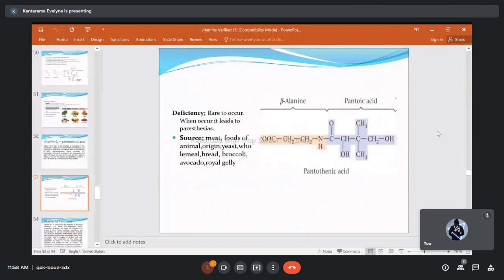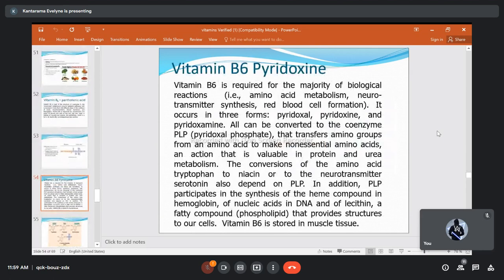Deficiency is rare to occur. When it occurs, it leads to paresthesia. Source is meat, food of animal origin, yeast, bread, broccoli, avocado, etc. Now we are on pyridoxine.